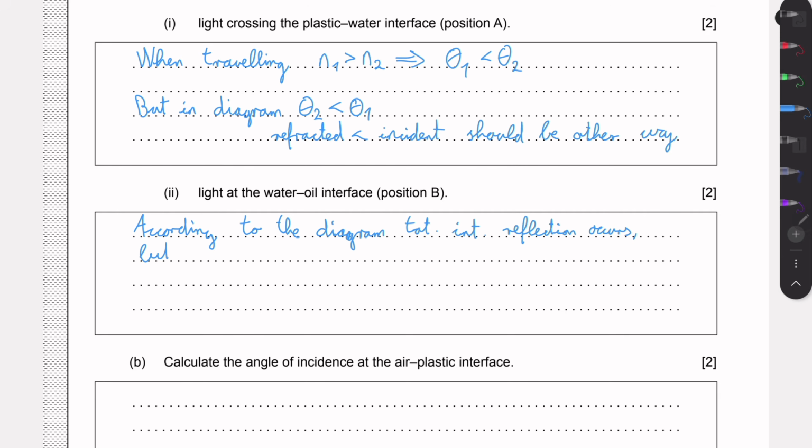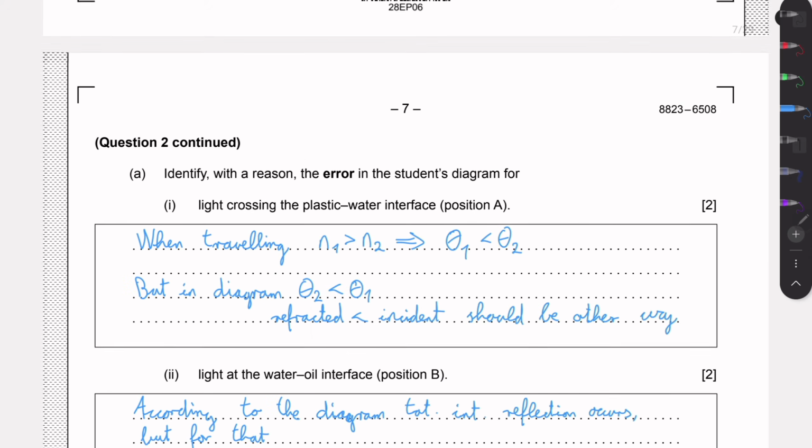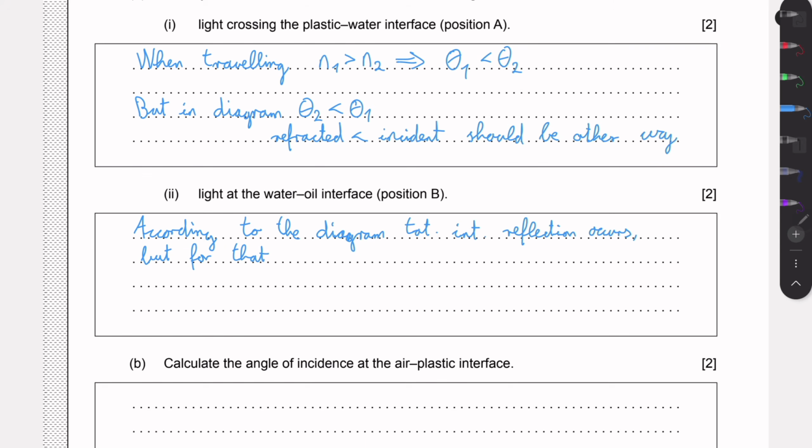But we know for that to happen, we must have N1 being larger than N2. So the first medium must have a larger than or equal to refractive index than the second material. So like this.